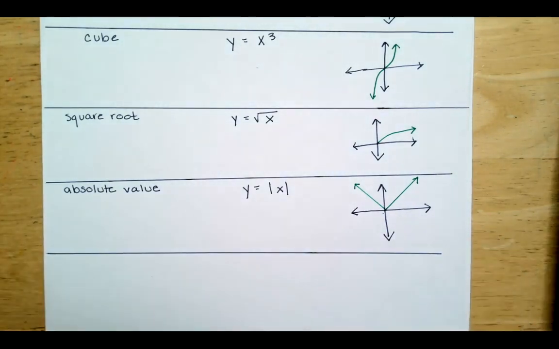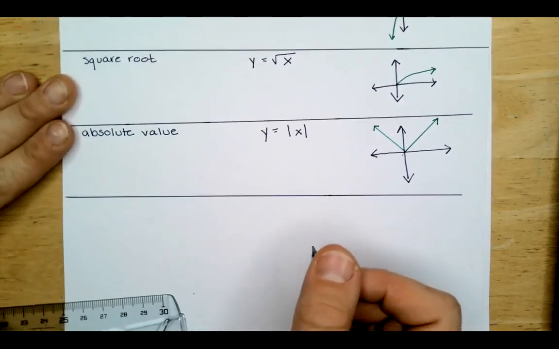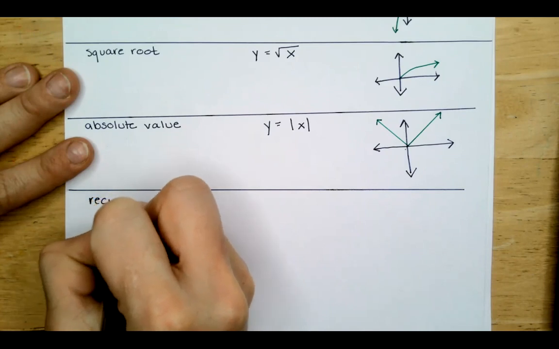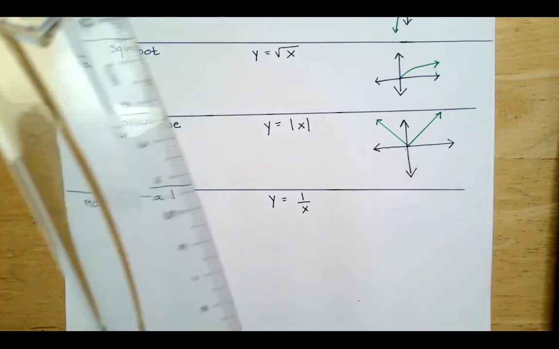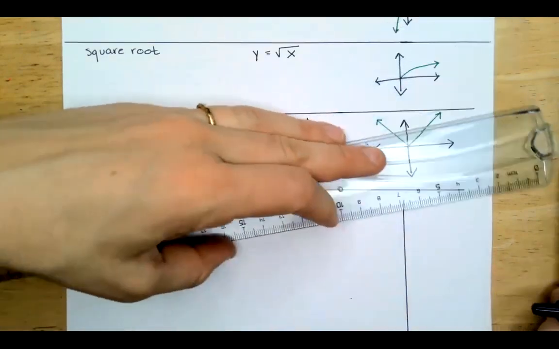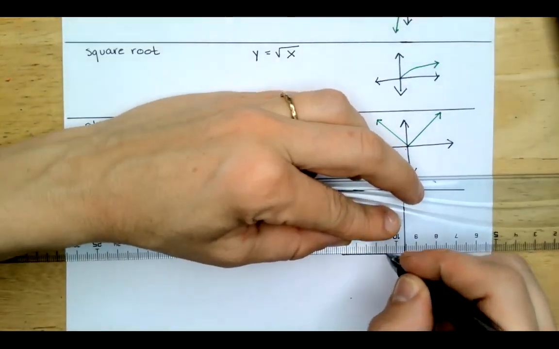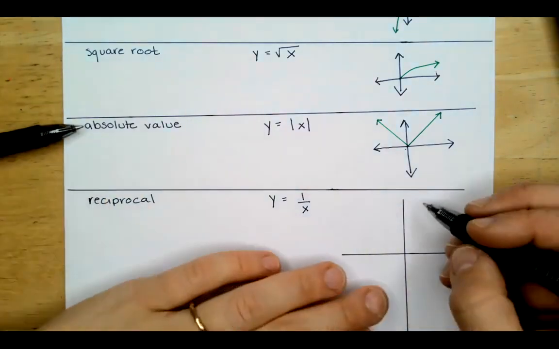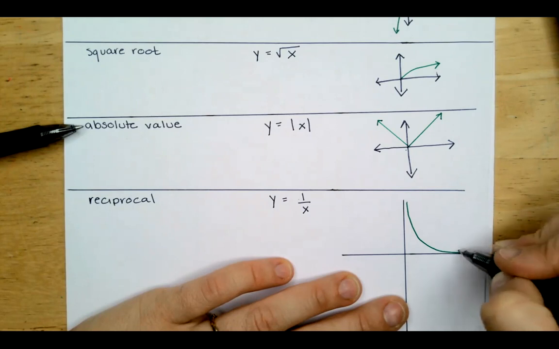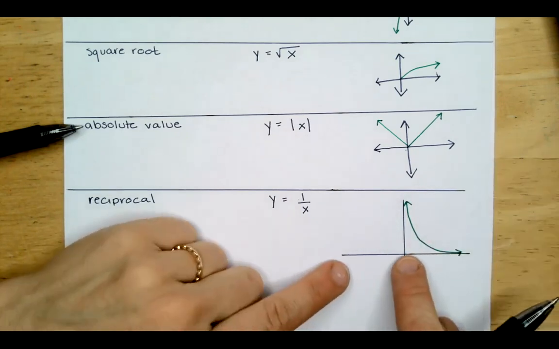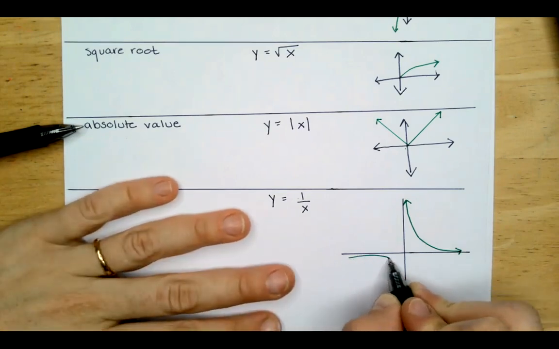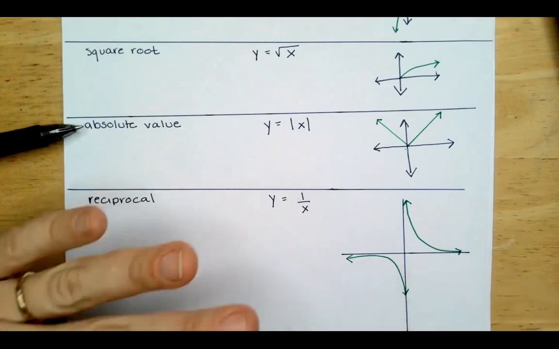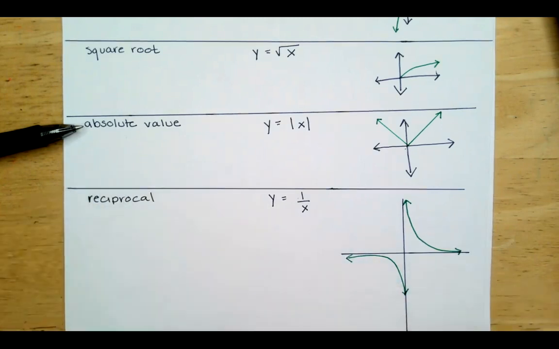After absolute value, what did we do? Let me see. And then we just did reciprocal. Reciprocal was f of x equals 1 over x. This one's a hard one, but what happens is we approach both the y-axis and the x-axis, but never touch. So those are the parent functions.